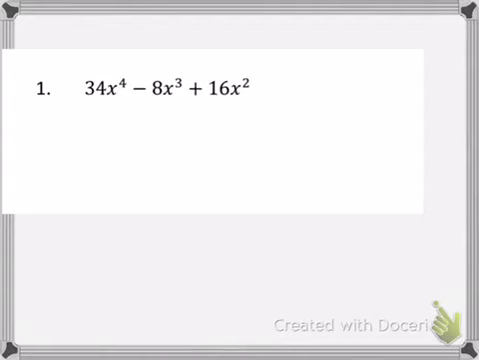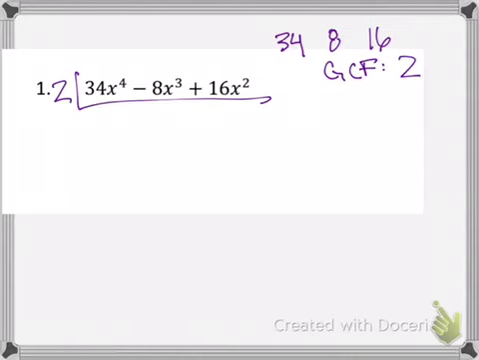Let's look at number 1. 34x to the fourth, 8x to the third, and 16x to the second. The GCF between those numbers is 2. So I'm going to divide a 2 from each of these pieces. 34 divided by 2 is 17x to the fourth. 8 divided by 2 is 4x to the third.